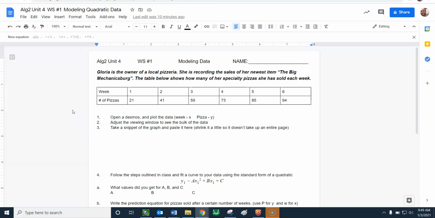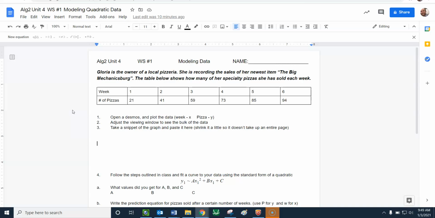So it says Gloria is the owner of a local pizzeria. She's recording the sales of her newest item called the Big Mechanicsburg. The table below shows how many of her specialty pizzas she sold each week. So we have the week and we have the number of pizzas she sold. First thing I ask you to do is open up a Desmos and plot the data.